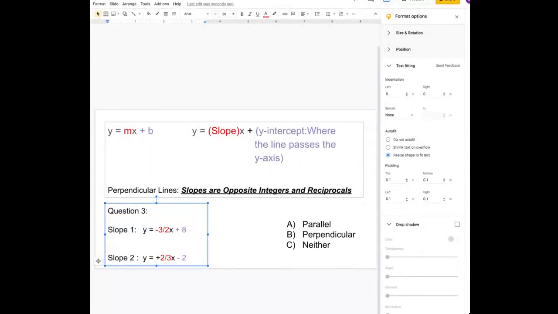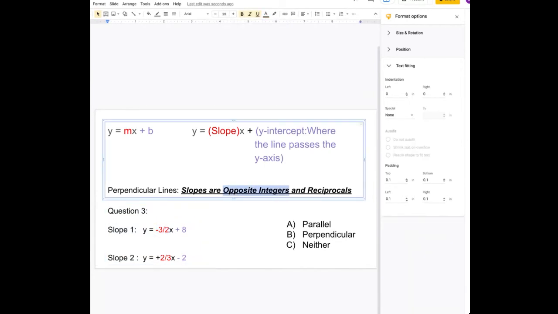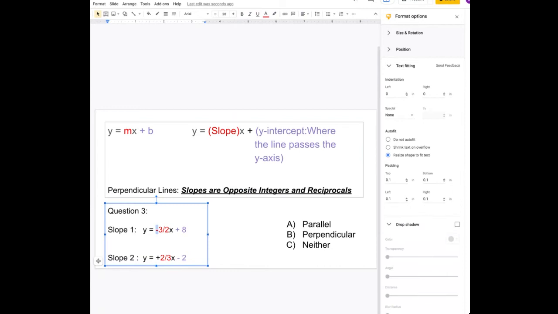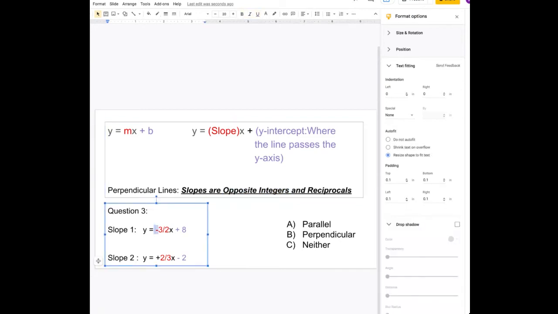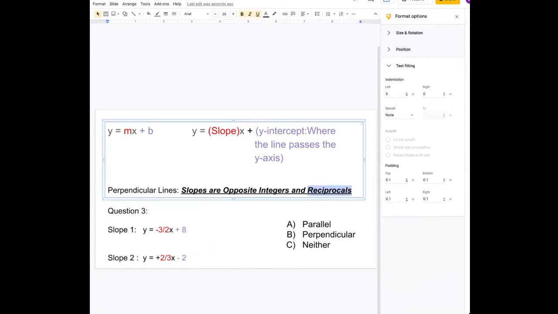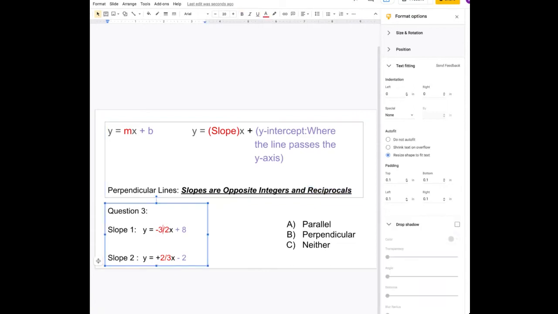Perpendicular lines here are saying that they're -2/3. Here are the opposite signs: one's a negative, and the second slope is a positive. So it covers the first part, are they opposite signs? Yes, right? The second part you have to look for is, are they reciprocals? Reciprocal means you flip them around. So if this is 3/2, what happens when you flip them around is 2/3.